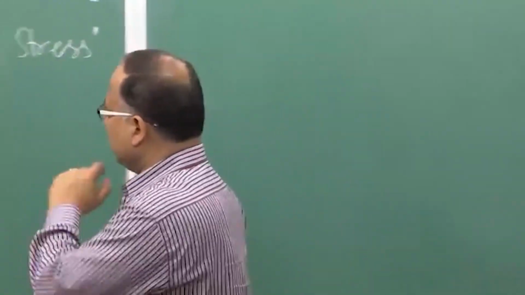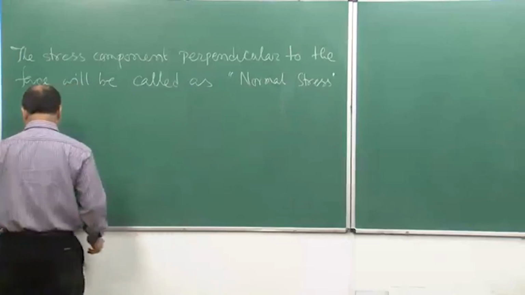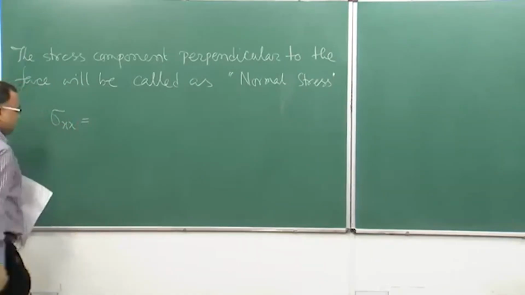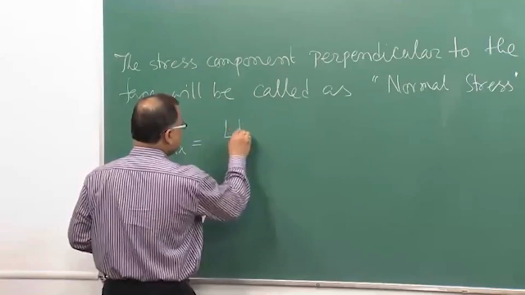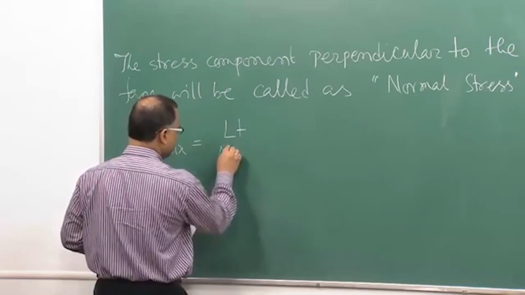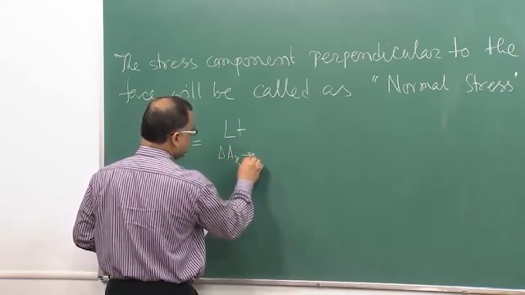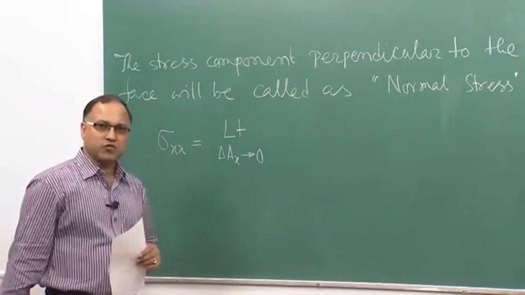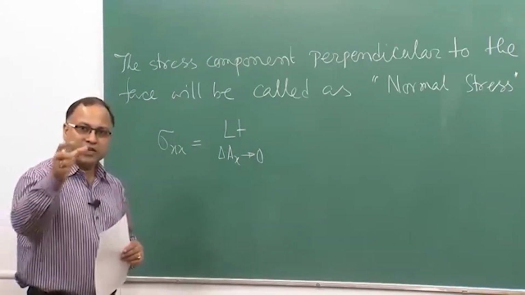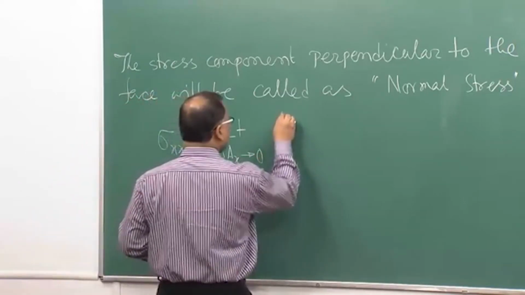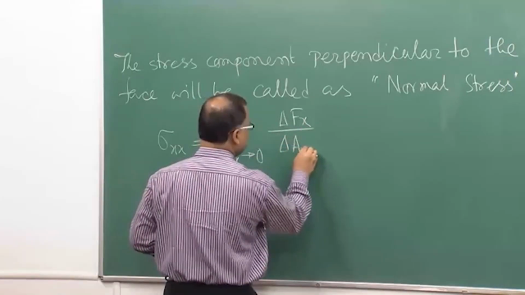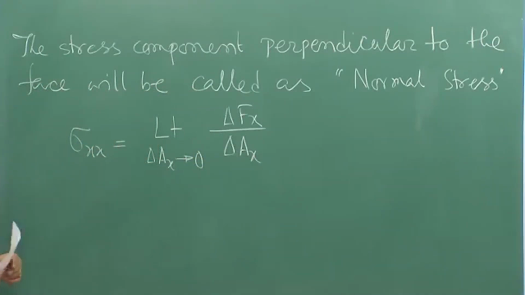So, normal stress will be defined on that particular face like this: sigma xx is equal to, the definition will remain the same, limit delta Ax tends to 0, where delta Ax means the area of that particular segment that I have shown you, delta y into delta z, of delta Fx over delta Ax. So, this is the definition of normal stress.